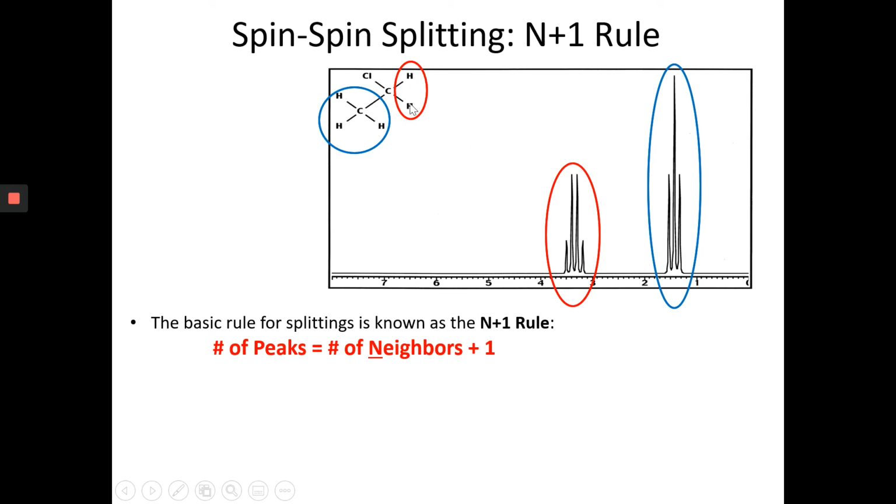So for these red hydrogens, how many neighbors do they have? They have 3 neighbors. So 3 plus 1 is 4. So red gets split into 4. And if you're thinking about the blue hydrogens that give rise to this signal, blue has how many neighbors? Blue has 2 neighbors. 2 plus 1 is 3, which means blue gets split into a triplet.